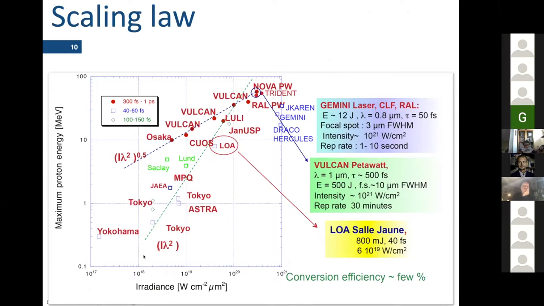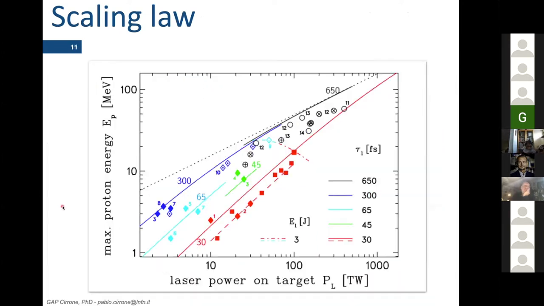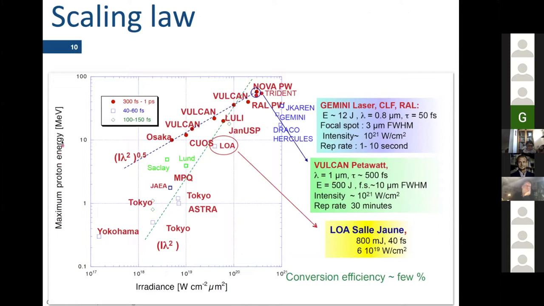This is another plot in which there is another scaling law where the maximum proton energy, expressed in MeV, for different facilities is reported as a function of this irradiance. What we can observe is that there are two different slopes, two different behaviors, that is mainly connected to the time duration of the laser pulse.